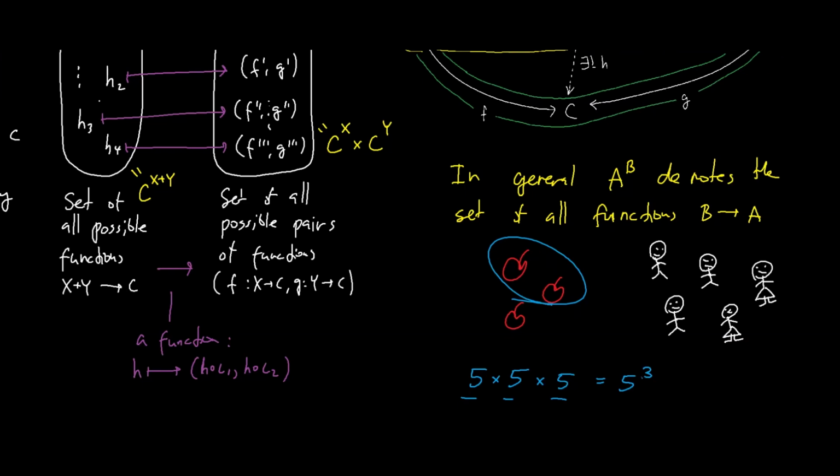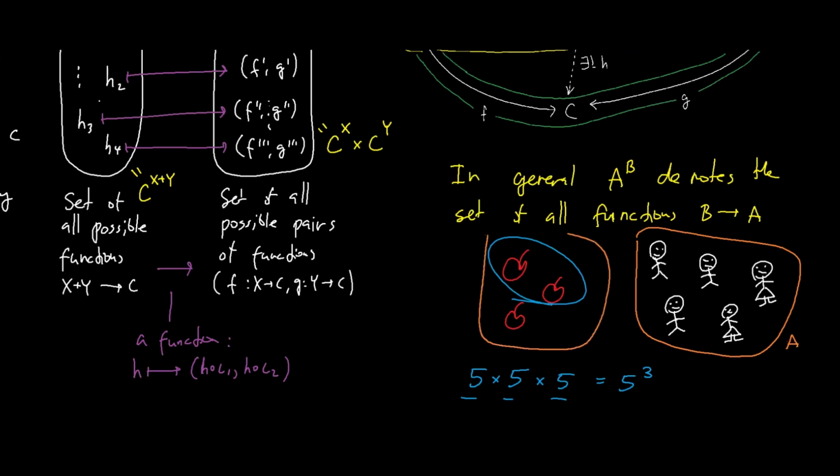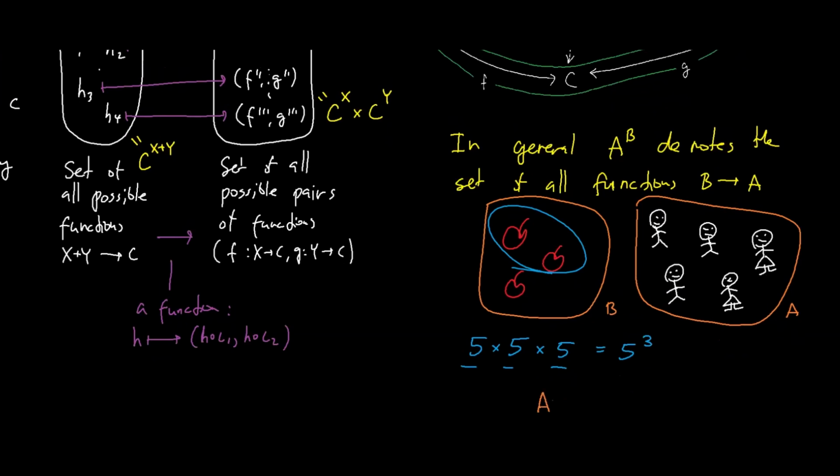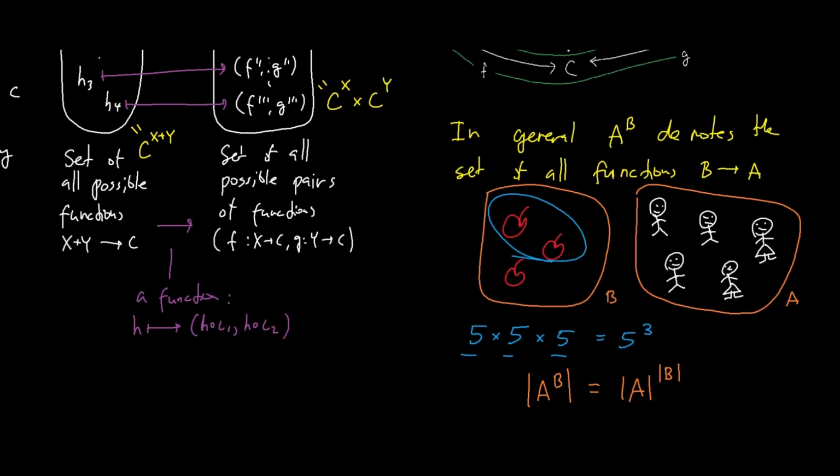Okay, so it's actually 5 to the power 3. And the reason why I said that I would give you a hint by notation is that in this case, this is my set A, and this is my set B. And so we have a formula that the number of elements of the set of functions from B to A is exactly the number of elements of A to the power the number of elements of B. And you might think, okay, this is such a beautiful formula, but actually it's a bit cheating because we designed this notation in such a way to make a formula like this.